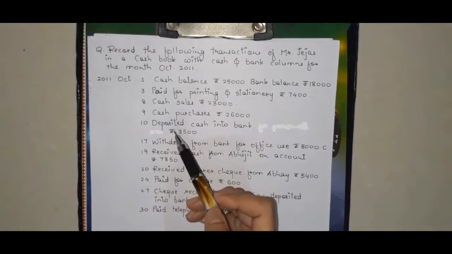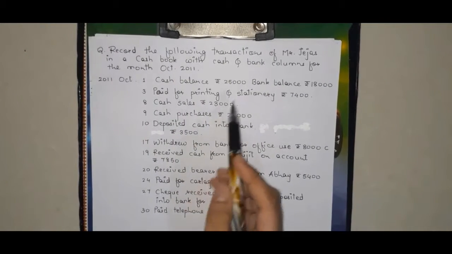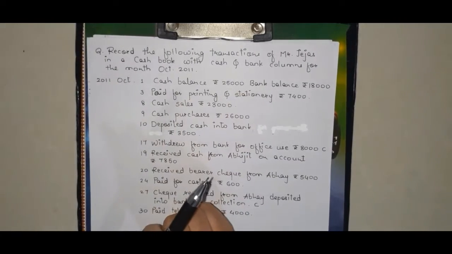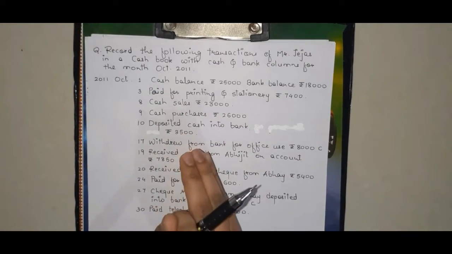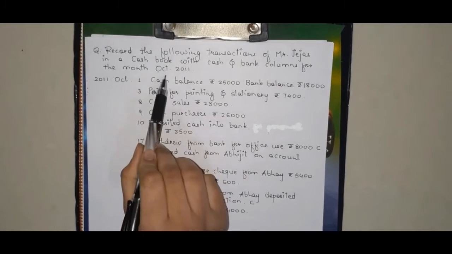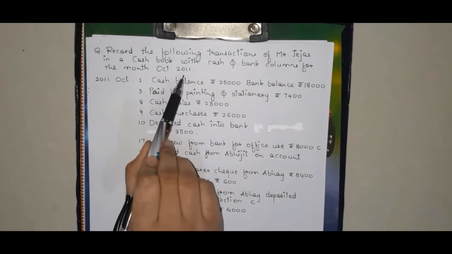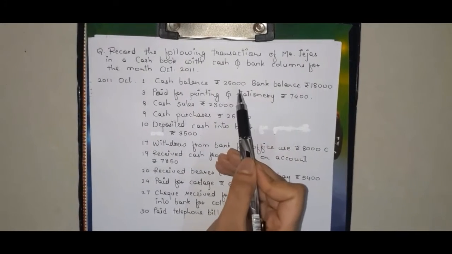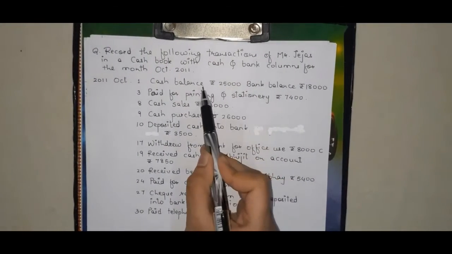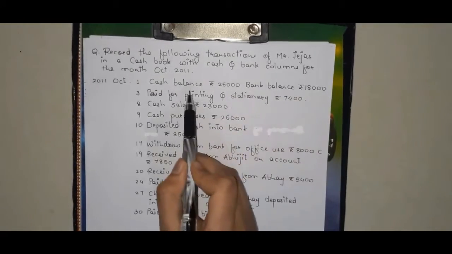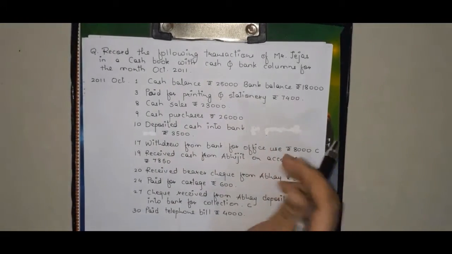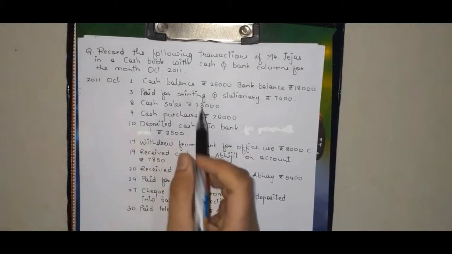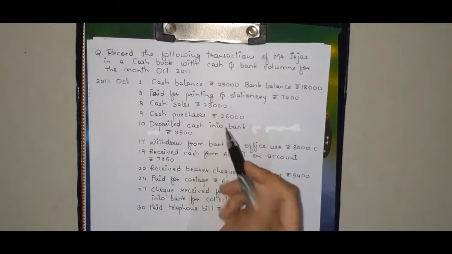Cash balance rupees 25,000 and bank balance rupees 18,000. Now this is the opening balance of the cash book of the month October 2011, and this was the closing balance of last year's cash book, rupees 25,000 in the cash column and rupees 18,000 in the bank column as closing balance of the last accounting year. Now in this year this is going to be the opening balance.